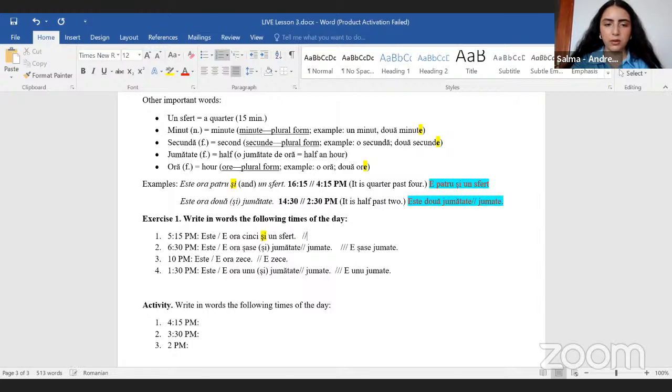And for this one, the verb, the number, and here we need to add și. It is mandatory to add și, even when we want to use the short informal version of this sentence. E 5 și un sfert. It is a quarter past 5.